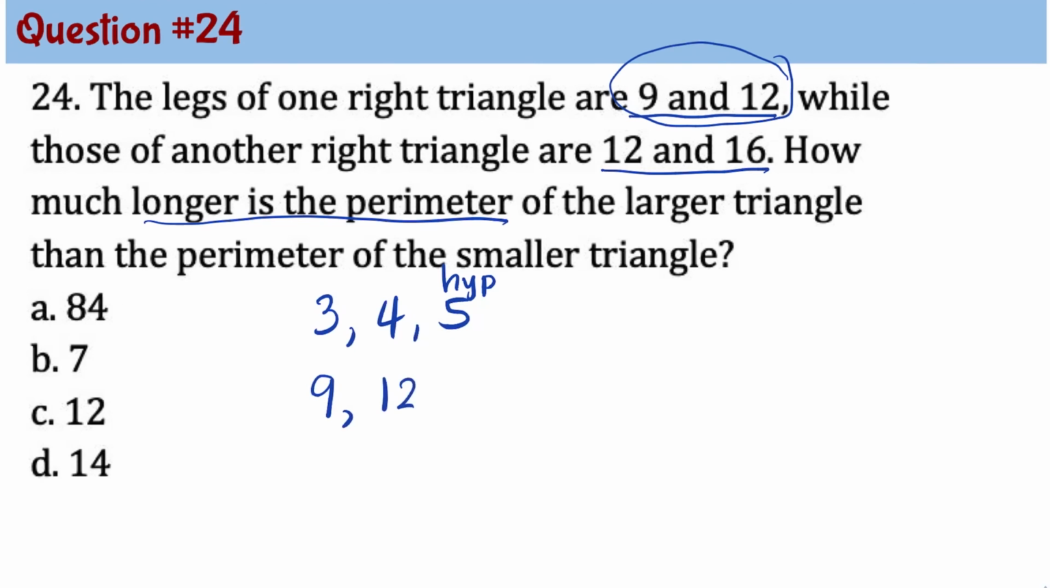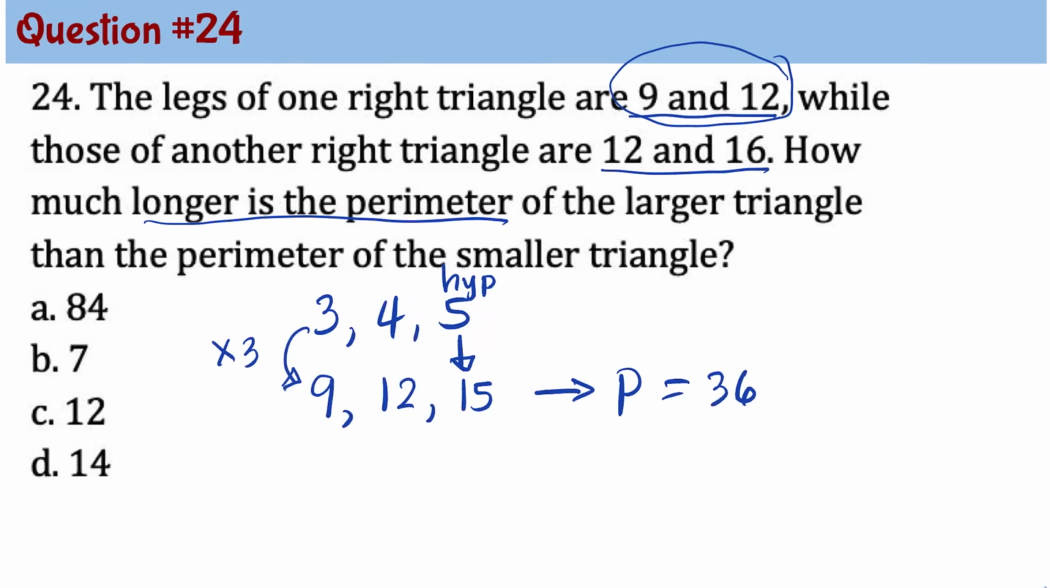So, if the legs are 9 and 12, what do you think is the hypotenuse of that triangle? From the basic Pythagorean triple 3, 4, 5, what will you multiply to that to get these legs 9 and 12? Times 3, right? So 3 times 3 is 9, 4 times 3 is 12. That means that the hypotenuse is 15. And calculating for the perimeter is simply adding the 9, 12, and 15, and that will be 36.